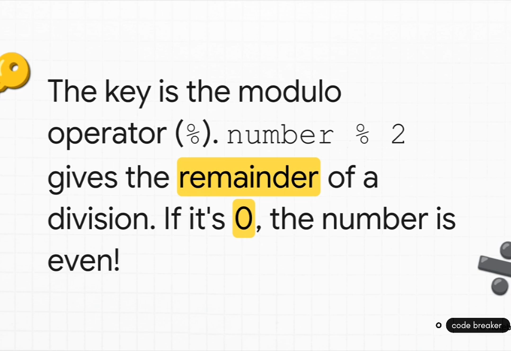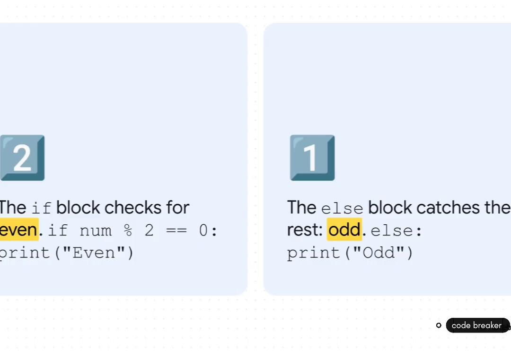And that's our aha moment. What's the remainder for any even number when you divide by 2? It's always 0. So check out how clean this looks in code. We just ask a simple question with if. Is the remainder of our number divided by 2 equal to 0? If the answer is yes, we print even. But if it's false, well, what's the only other option? The number has to be odd. And that's what else is for. It's the perfect otherwise that catches everything else.